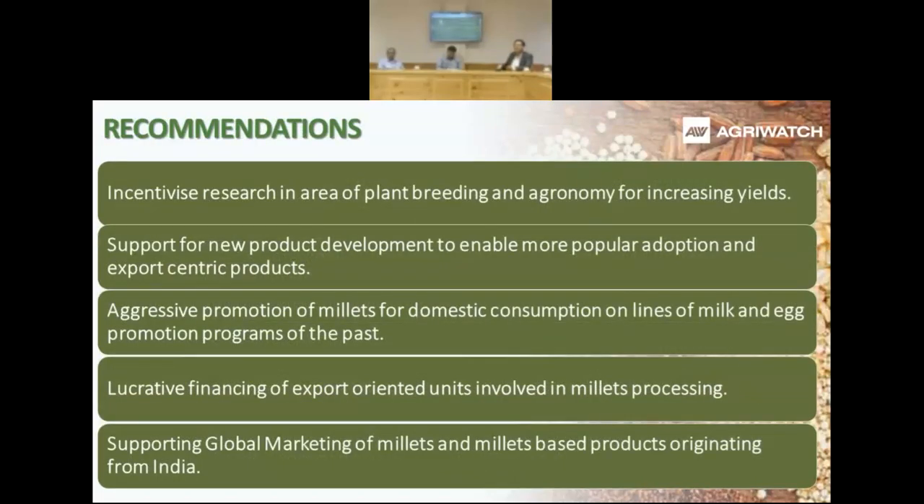Now, recommendations: incentivize research in the area of plant breeding and agronomy to increase yield; support new product development to enable more popular adoption and export-centric products; aggressive promotion of millets for domestic consumption, on the lines of the milk and egg promotion programs of the past; lucrative financing of export-oriented units involved in millet processing; and supporting global marketing of millets and millet-based produce originating from India.